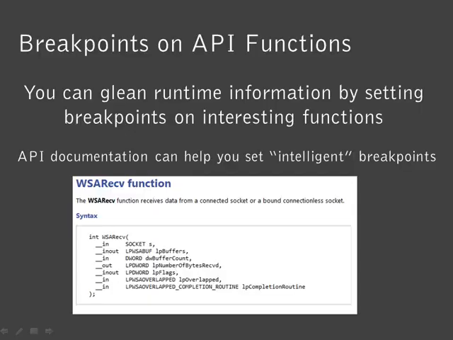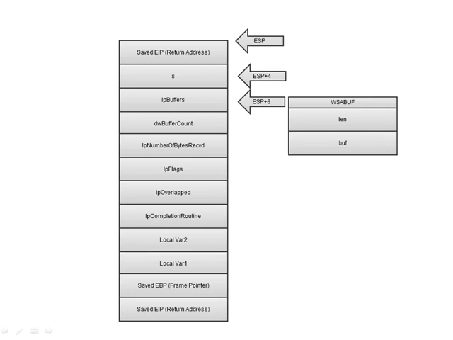Remember, if we go back to receive, you've got S, LP buffers, DW buffer count. LP buffers is actually a pointer to this structure, right? So this is what the stack looks like when it just called WSA receive. And this is useful because if you're breakpointing on WSA receive, now you can set a breakpoint, and remember how you can give it commands with the expression? You can say dereference ESP plus 4 and dump that to the screen, or whatever it is you want to know about. Or tell me if WSA receive was called with a length more than 100, stuff like that.